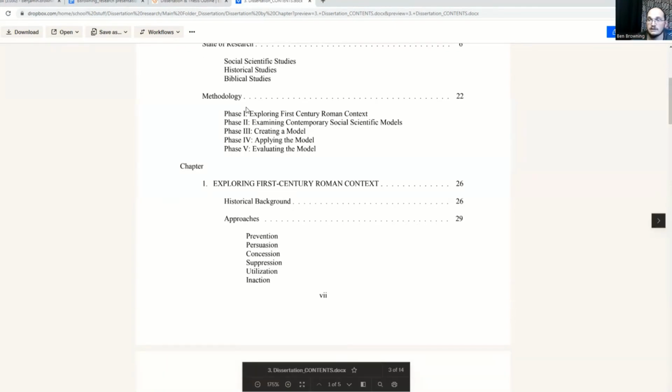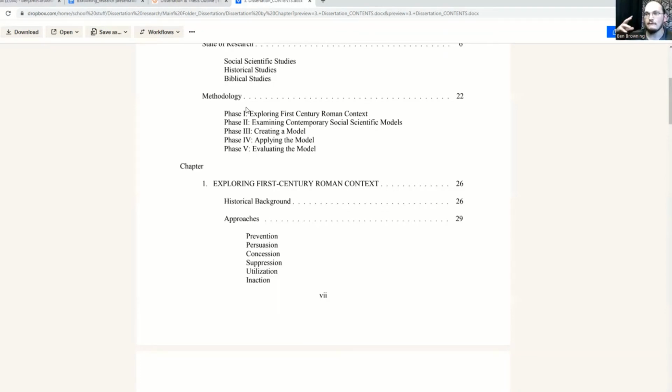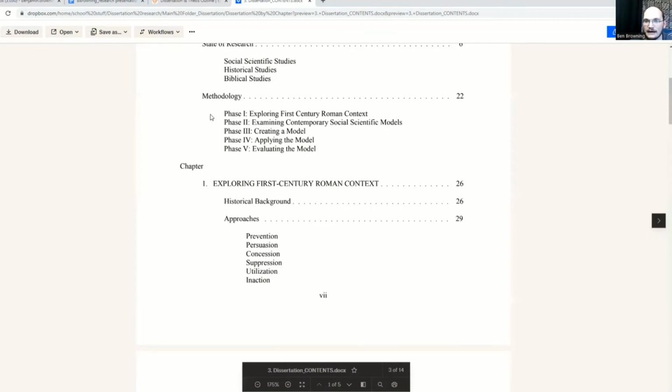All right, so next, methodology. For my paper, my general goal was to examine how Roman officials dealt with civil unrest and mob violence in the 1st century, and then to create a model or understanding of that, and then take that model and apply it to the New Testament. That was my approach. So you see that showing up in my methodology. I have a 5-phase methodology. First thing, explore the 1st century Roman context. Second, examine contemporary social scientific models. Third, create a model. Fourth, apply the model. Fifth, evaluate the model. So that is a methodology.